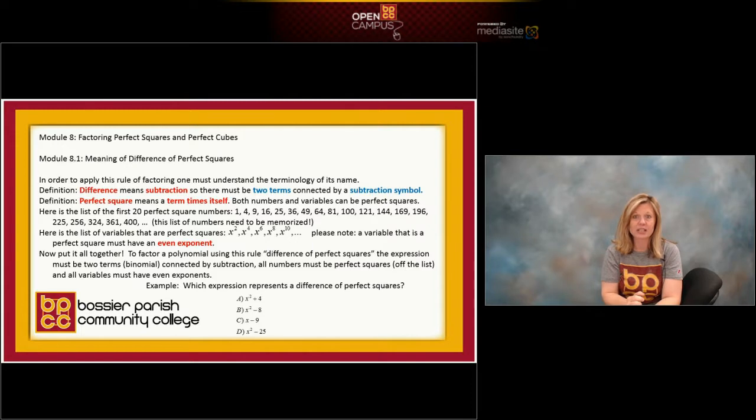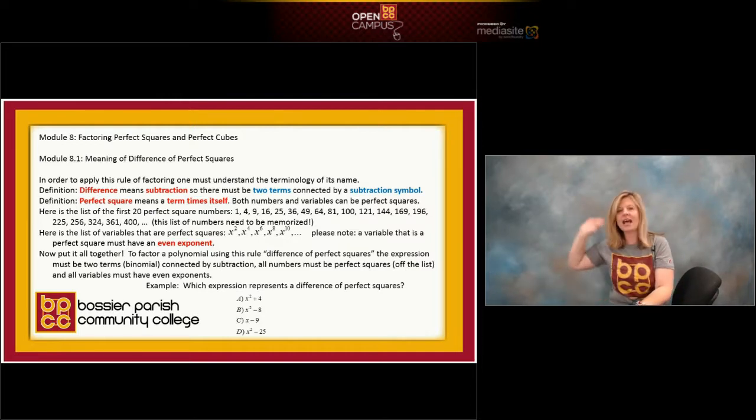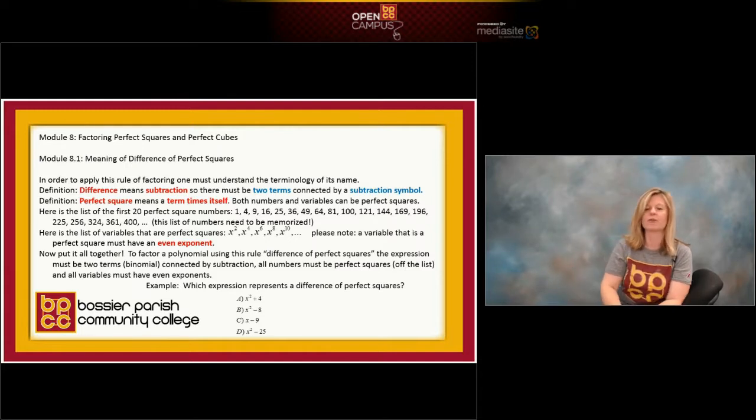Is x minus 9 a difference of perfect squares? Well, it has the difference. It has the subtraction. 9 is a perfect square, but is the letter x a perfect square? No. X has an invisible exponent of 1. And to be a perfect square, your exponents have to be even. So cross that off the list. That's not a difference of perfect squares.